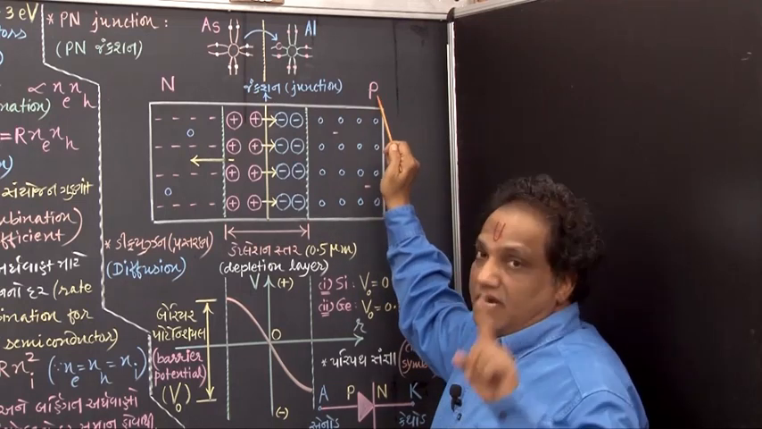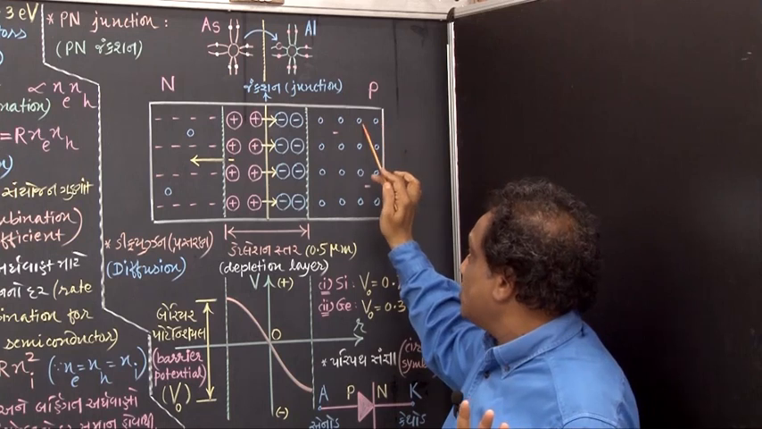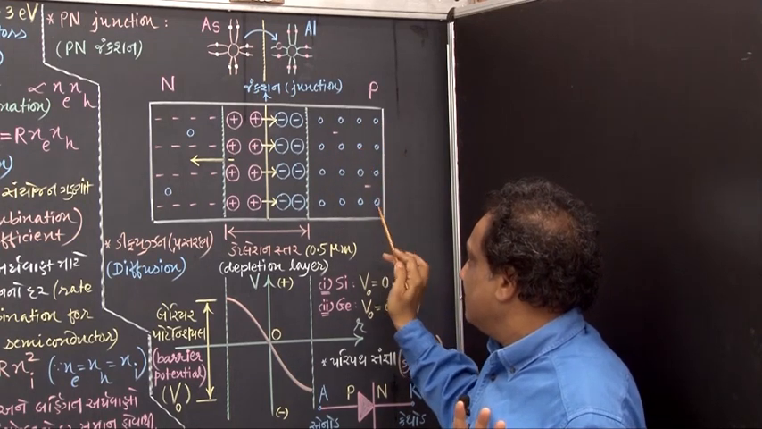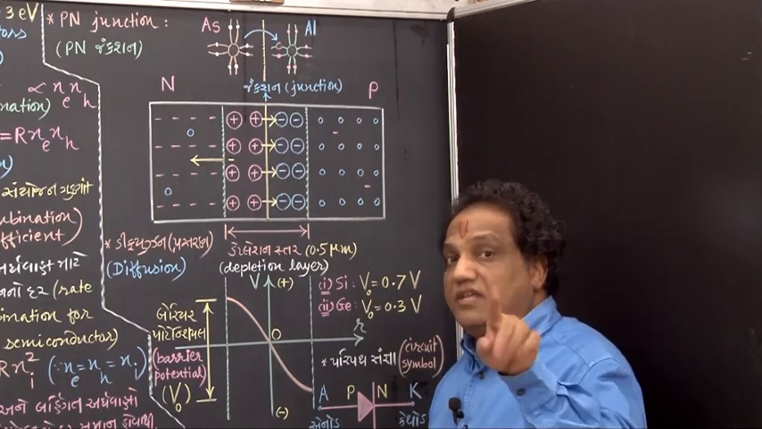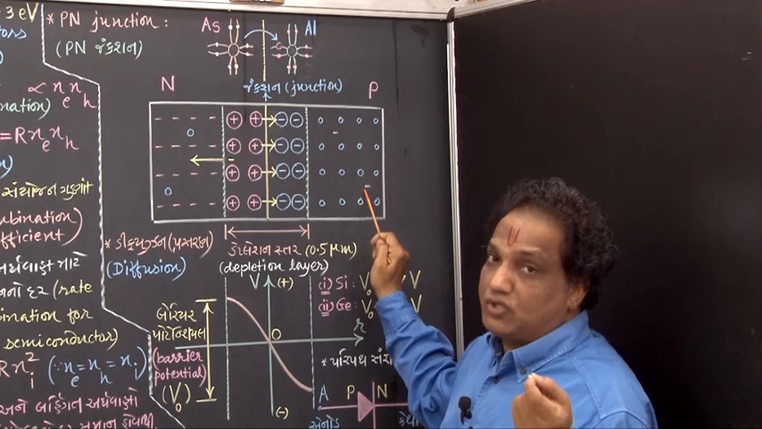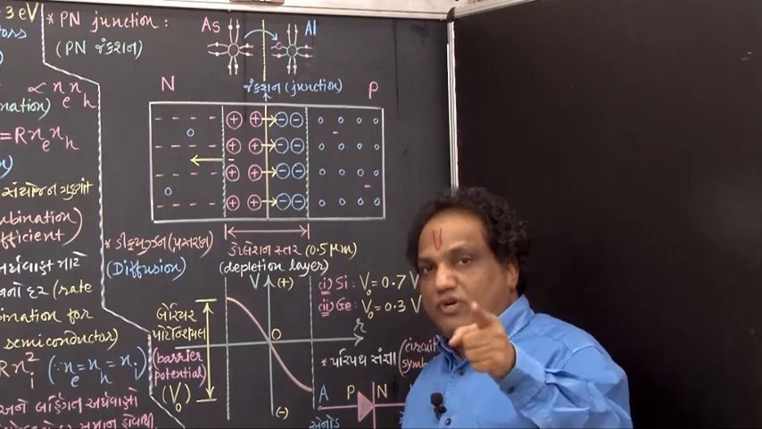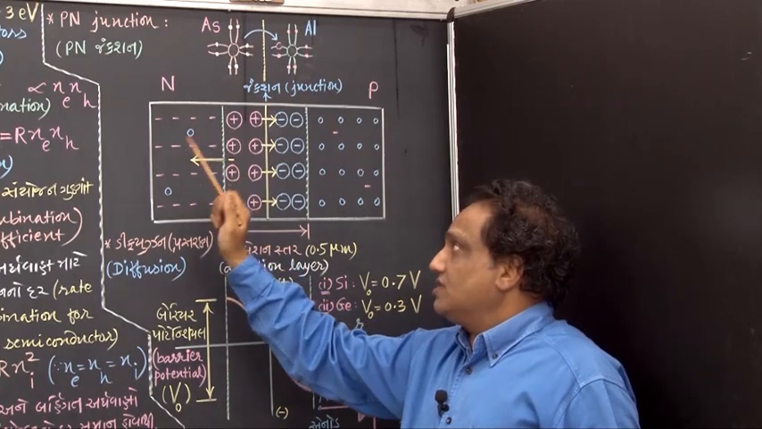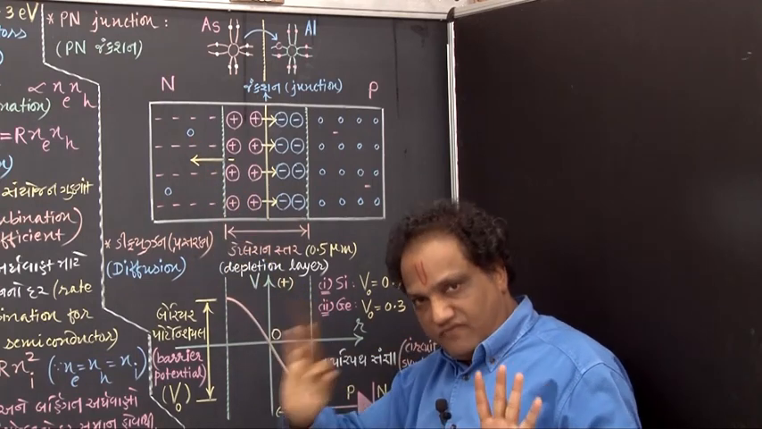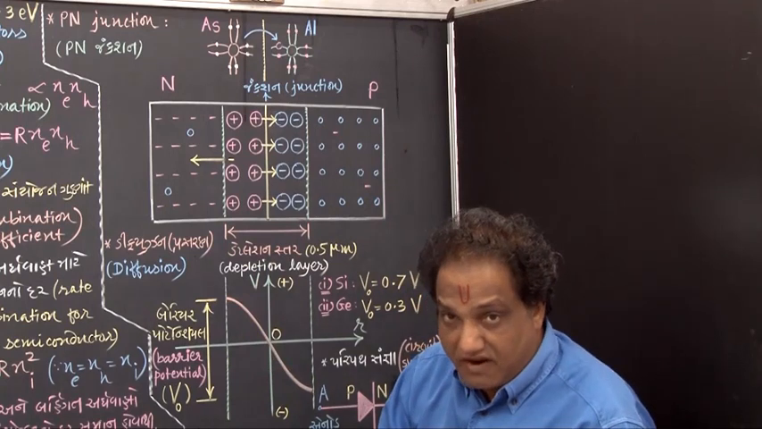For p-type semiconductor, everybody knows that majority charge carriers are holes. So I am showing you very large number of holes here. It has minority charge carrier in the form of free electron. Because they are minority, you must show them by very small number. For N-type semiconductor, majority charge carriers are free electrons and minority charge carriers are holes. Correct?